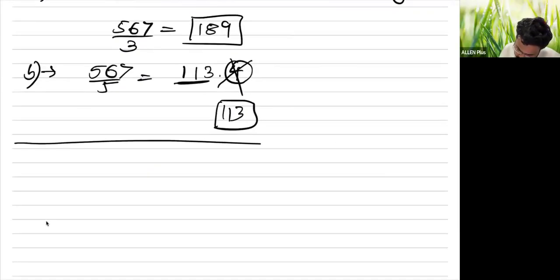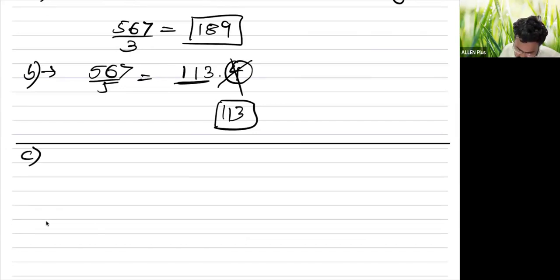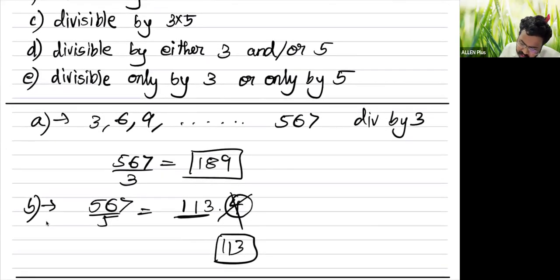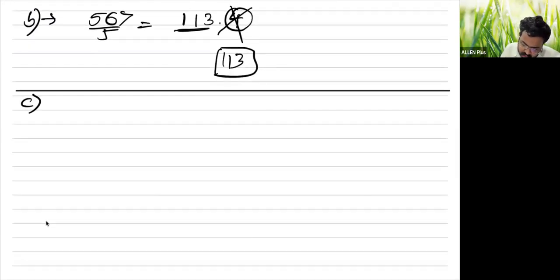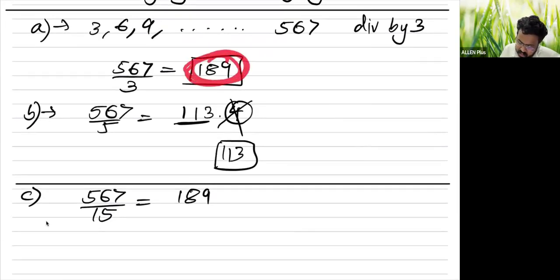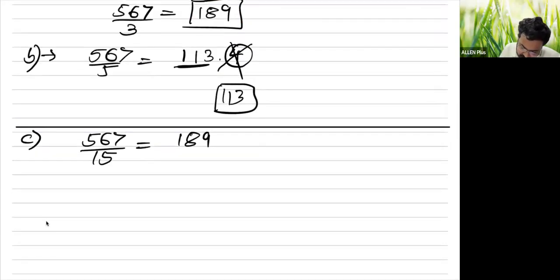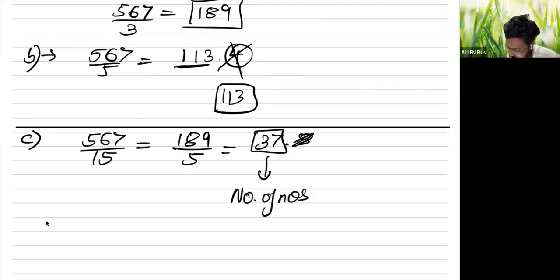Okay. Should I start solving the rest of the questions? I'll do that. Question number C. How many numbers are divisible by 3 times 5? To do that, it is simple. You just take 567 divided by 15. That is the same as doing 189 that you had received over here by division of 3. You can divide 189 by 5 and you will get 37.8. But .8 is not necessary. So 37 will be your last. I mean, it will be the answer. Number of numbers divisible by 15.